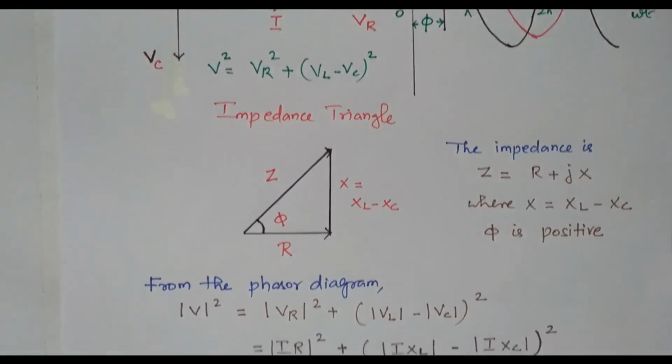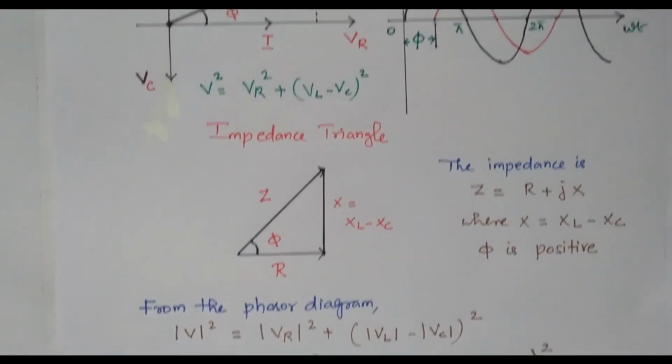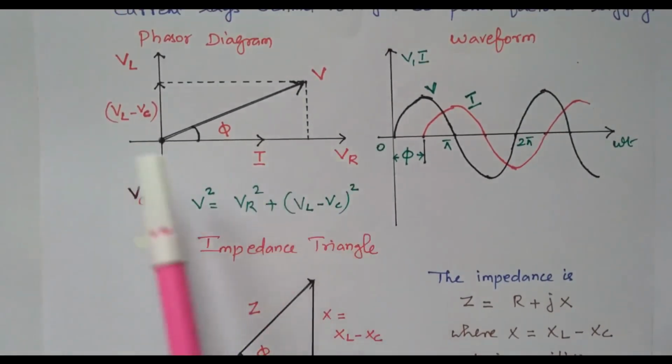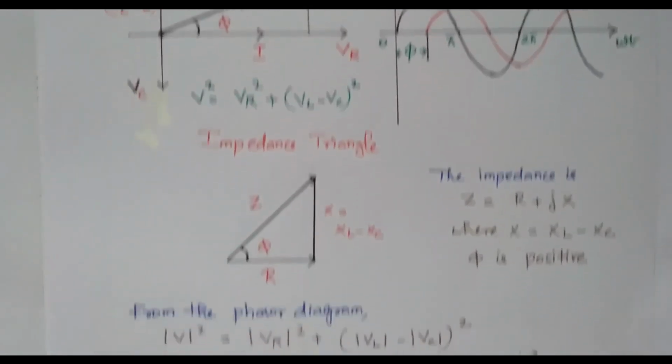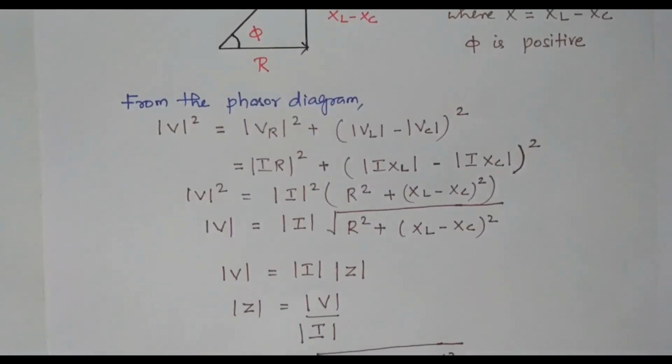From this diagram we can easily write that V square equals VR square plus (VL minus VC) the whole square, from the phasor diagram. From the previous phasor diagram we can write this equation. V square equals VR square plus (VL minus VC) the whole square. So that we can go for further analysis.